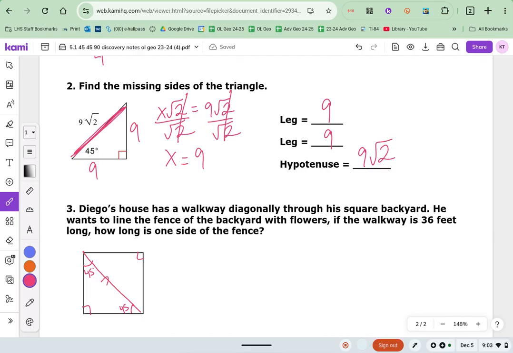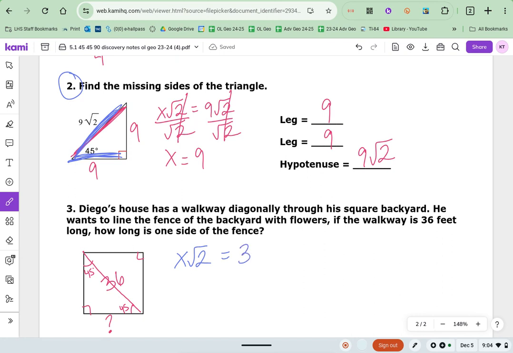So it's saying this walkway right here is 36 feet long. So we want to know how long is one side of the fence. So we're solving for one of the legs of this triangle. So it's going to be similar to the one we just did because we were given the hypotenuse and we're solving for a leg. So same thing, the hypotenuse is always x root 2. And we're given the hypotenuse, that's 36. So given the hypotenuse, we set it equal to the pattern of the hypotenuse. And now we're going to solve for x.